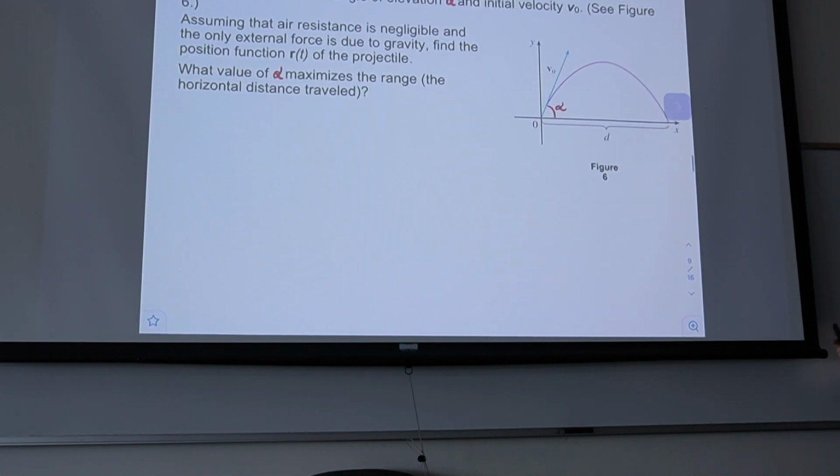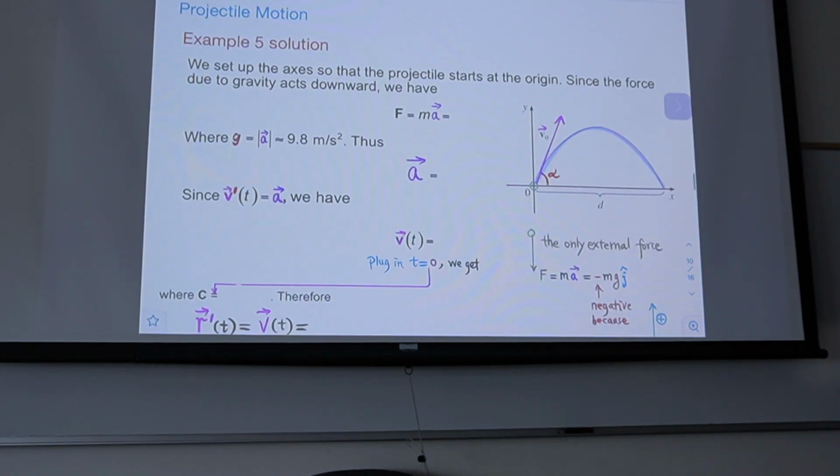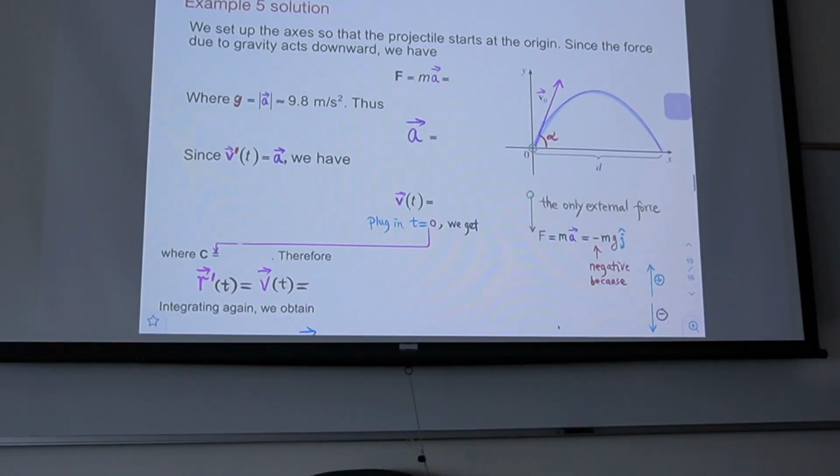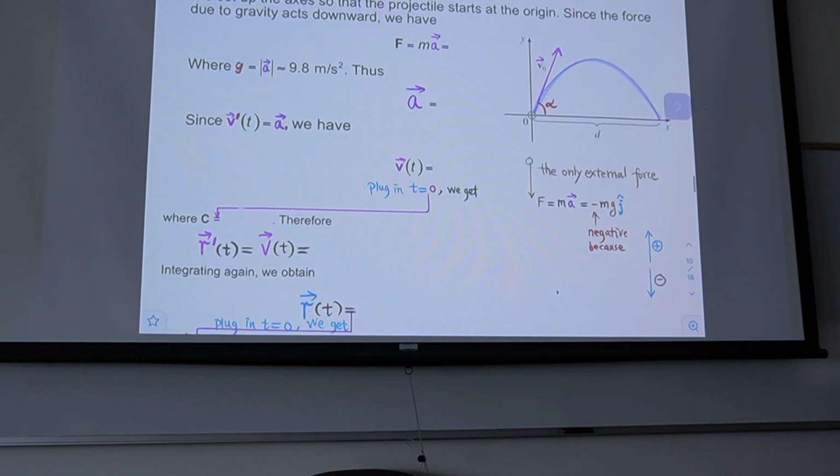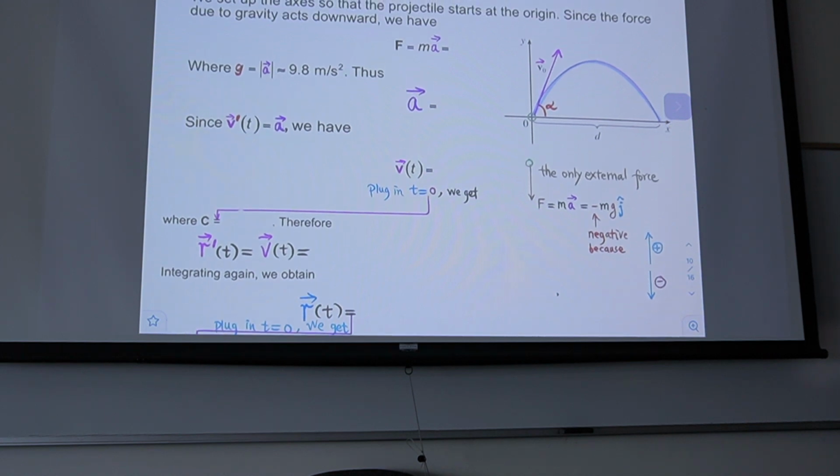So now you think about what angle that would be. We're going to talk about that. To make things simple, we're going to set up the coordinate system this way. When you throw the ball, we're going to place that position right there at the origin.